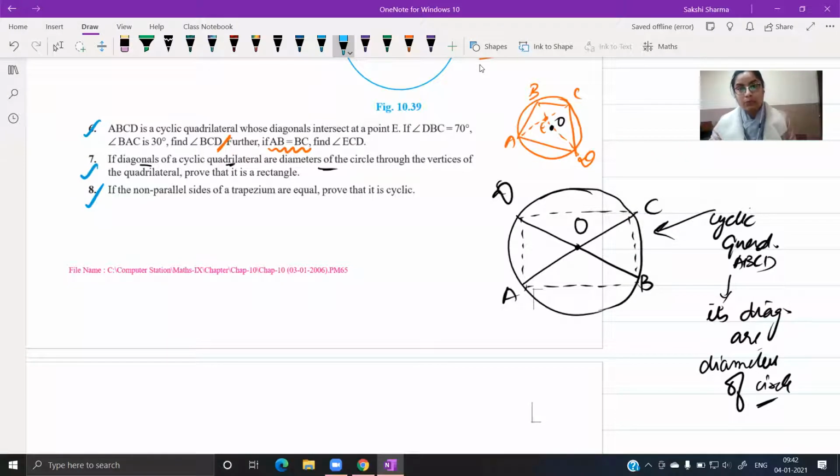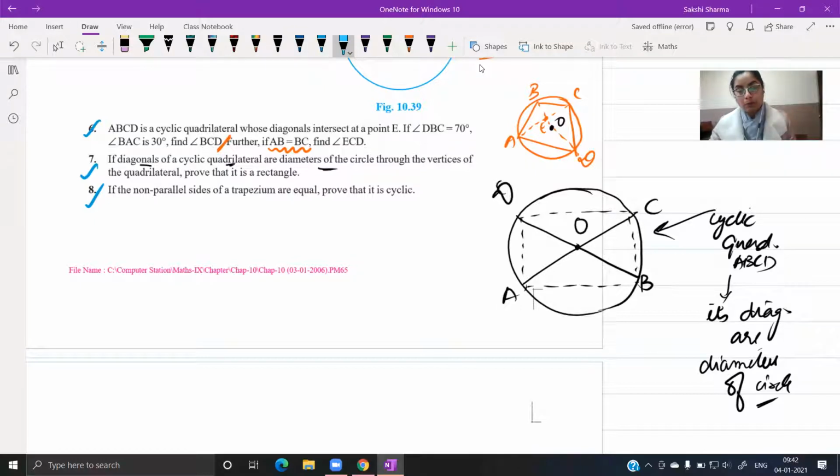But in this case, we will be working very simply. We shall be proving that each angle of this quadrilateral is 90 degrees. And that's why it's a rectangle. Simply, if you prove that in a quadrilateral, each angle is 90 degrees, all four, I'm talking about all four, then that quadrilateral directly becomes a rectangle. So this is the same thing we are going to do here.